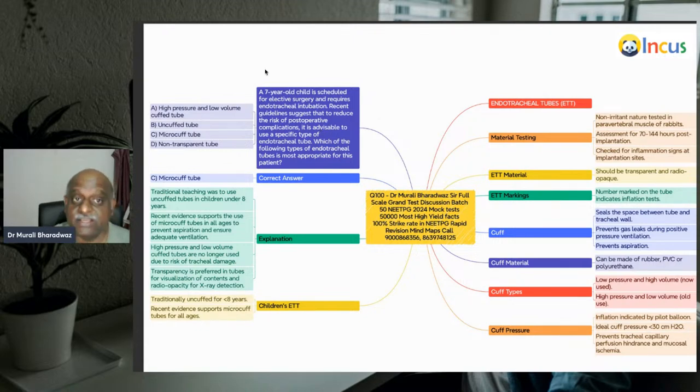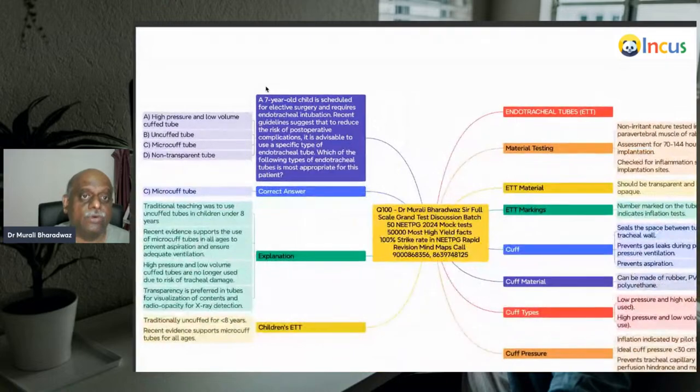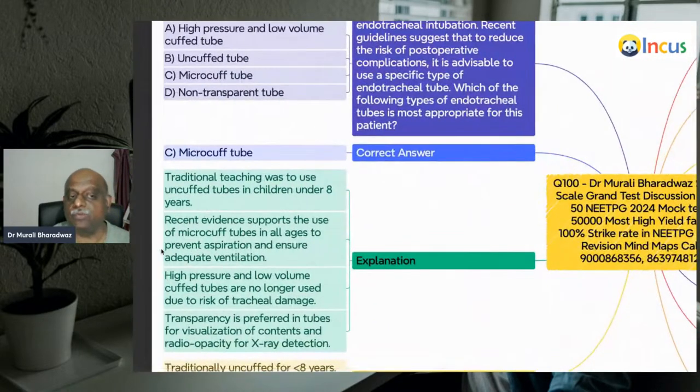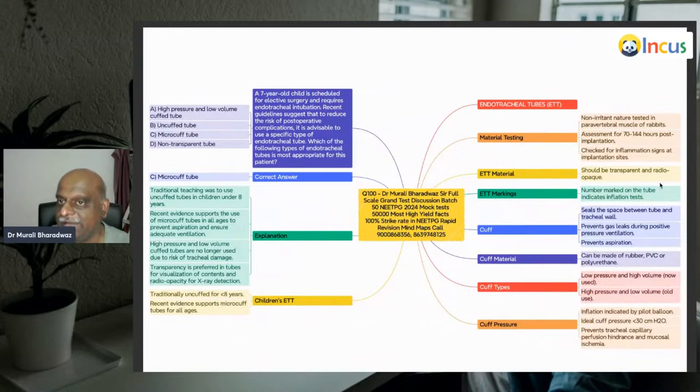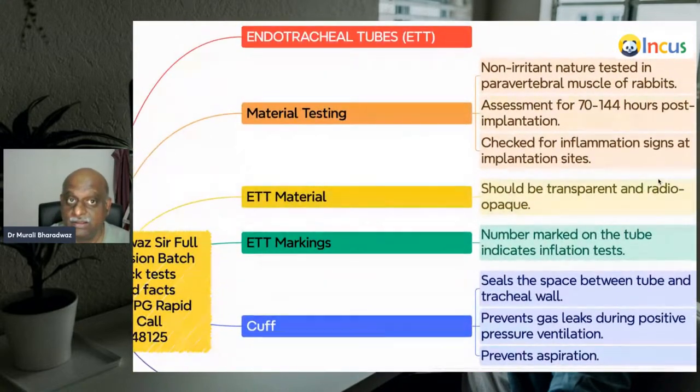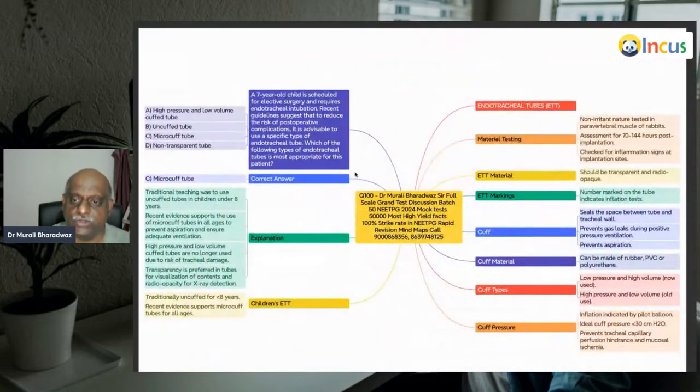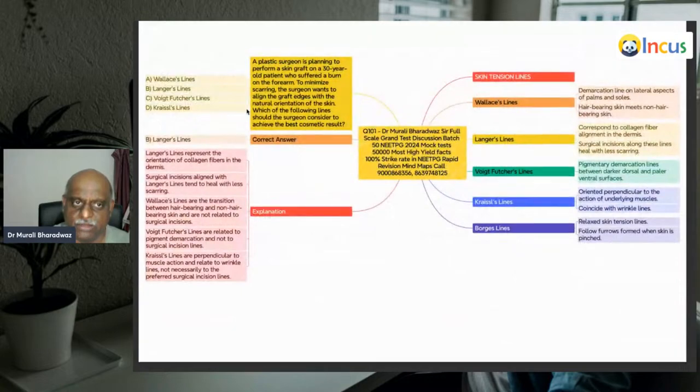Now, a 7-year-old girl scheduled for an elective surgery. The original traditional teaching was to use uncuffed tubes in children under 8. But recent evidence says use micro-cuff tubes in all ages to prevent aspiration, is what you need to remember. I leave the literature for you. Different endotracheal tubes you need to be very, very sure about.